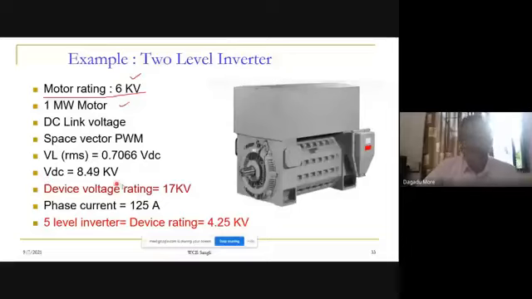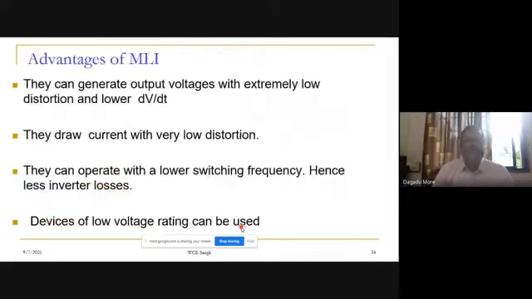Now what should be the device rating? Roughly we take 2 times that, so 17 kV, but a single device is not possible. If you use a 5-level inverter, our device rating will reduce. So one objective of using a multi-level inverter is that we can use lower voltage rating devices. In a multi-level inverter, the voltage rating of the device is less compared to a 2-level inverter.